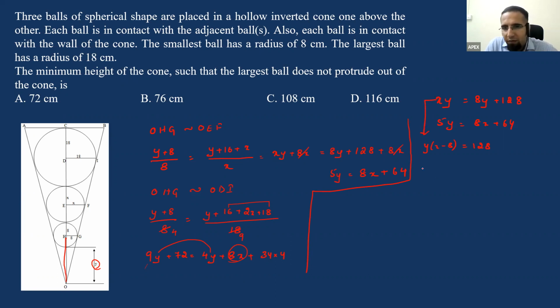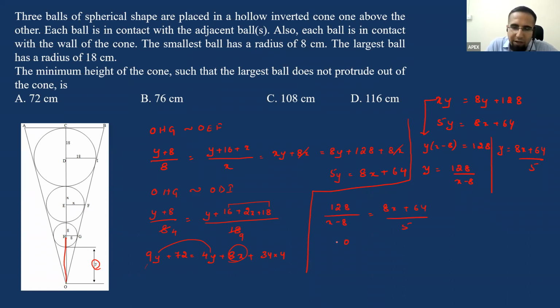So from one side I have y is equal to 128 by x minus 8. This is from the first equation, okay? And from the second equation I can have y is equal to 8x plus 64 divided by 5. So let's write this. So I have 128 by x minus 8 is equal to 8x plus 64 by 5. So when we solve this, what do we get?